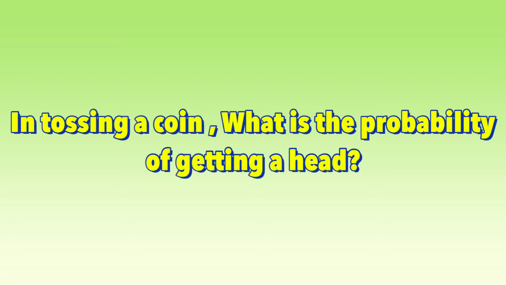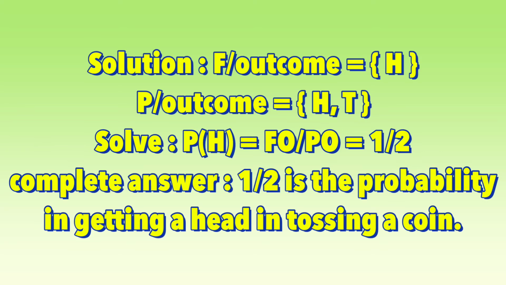So our solution, the probability of getting head is equal to the favorable outcome over the possible outcome, which is equal to 1/2 again. So our complete answer, 1/2 is the probability of getting a head in choosing a coin.